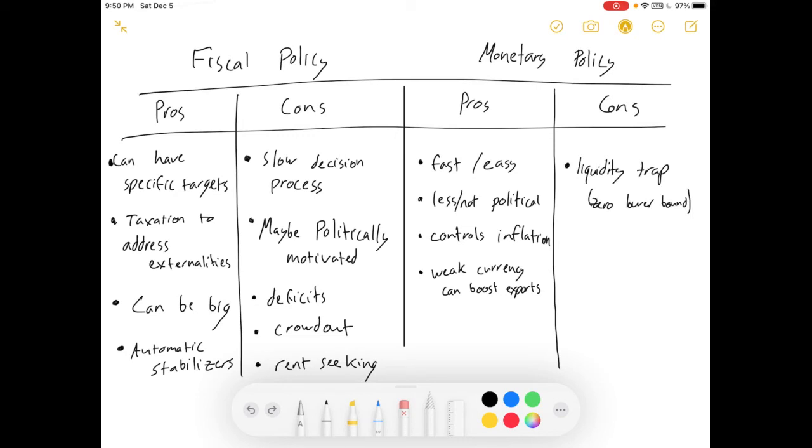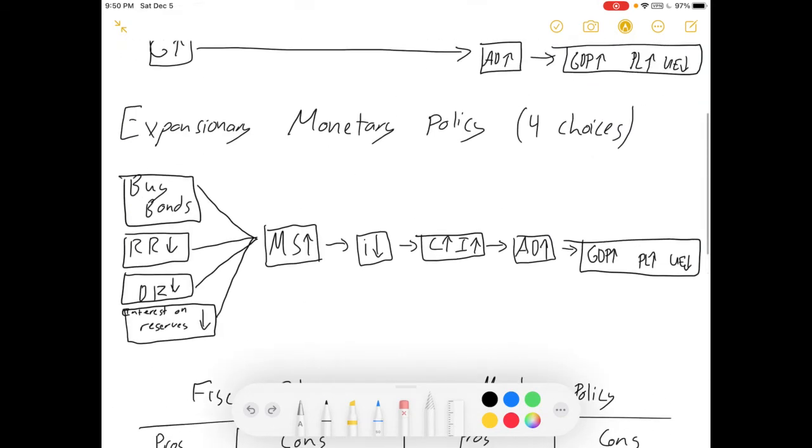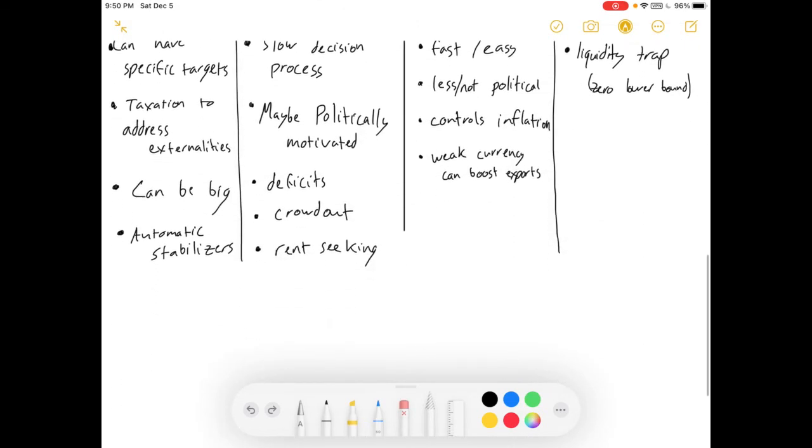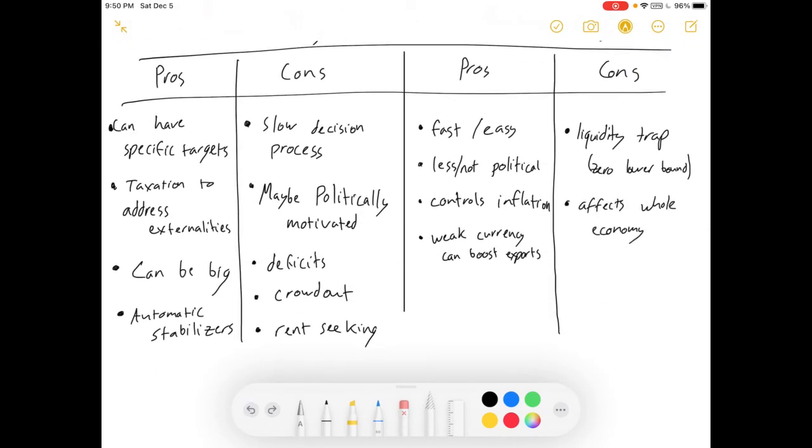The main con for monetary policy is the liquidity trap. It is a practical limit on how effective monetary policy can be, because once interest rates go to zero, don't forget interest rates, that third box from the left, that is part of our channel by which we increase aggregate demand. If interest rates hit zero, we can't move aggregate demand any farther. Another thing is it affects the whole economy. When we change interest rates, like the federal funds rate, that's going to affect everything. So we can't do specific targeting the way we can with fiscal policy.